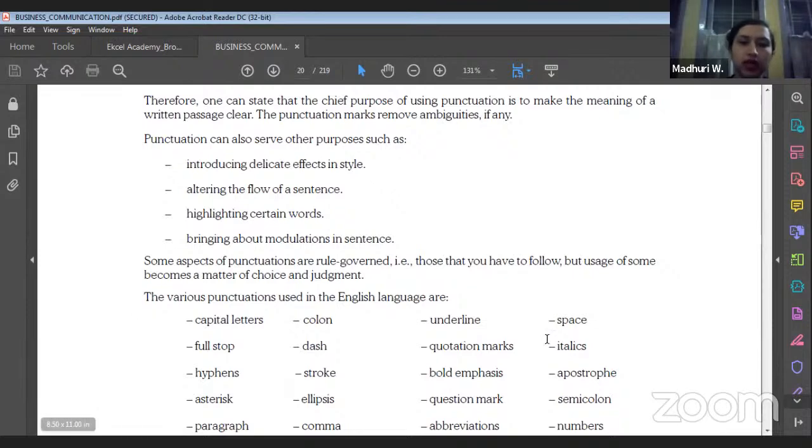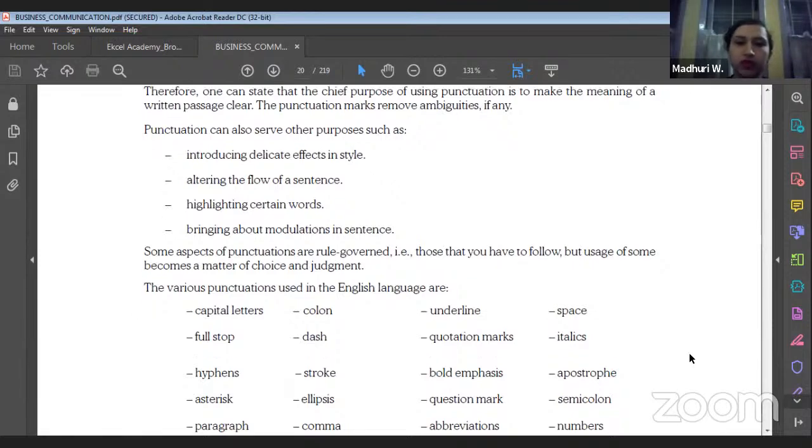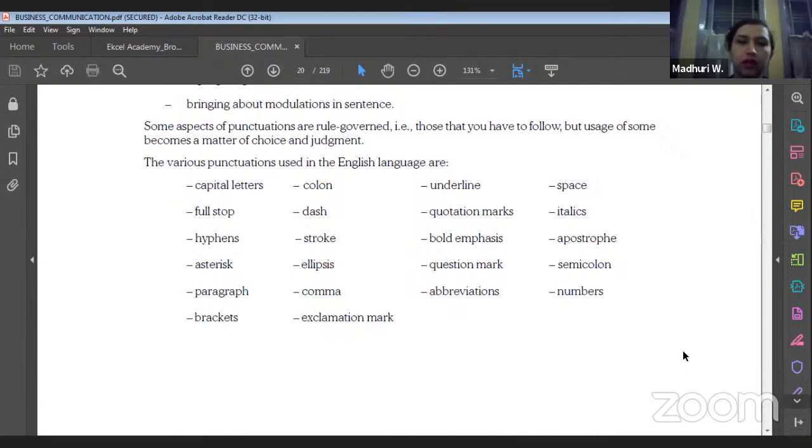So let's take a look at some of the most important punctuation marks. You have capital letters, a full stop, hyphen, asterisk, a paragraph, brackets, and there are different kinds of brackets again. You have a colon, a dash, stroke, ellipsis, comma, exclamation mark, underline, quotation marks, bold emphasis. We use question marks when we ask questions, abbreviations, space, italics, apostrophe, semicolon, and numbers.